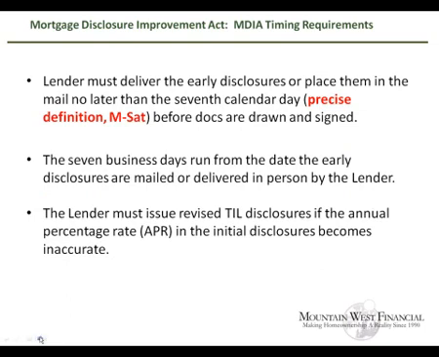Now, the lender must deliver the early disclosures or place them in the mail no later than the 7th calendar day, which is the precise definition, which would be Monday through Saturday, before docs are drawn and signed. The 7 business days runs from the date the early disclosures are mailed or delivered in person by the lender. The lender must issue revised TIL disclosures if the annual percentage rate, the APR, in the initial disclosures becomes inaccurate.